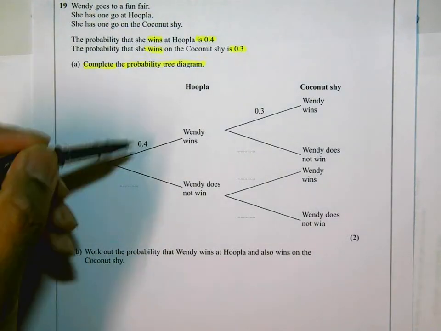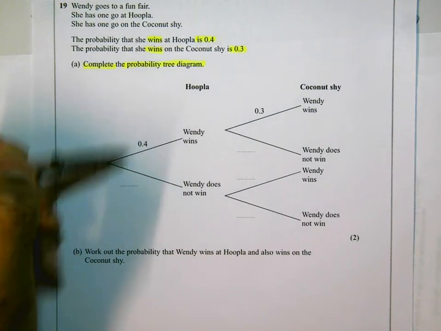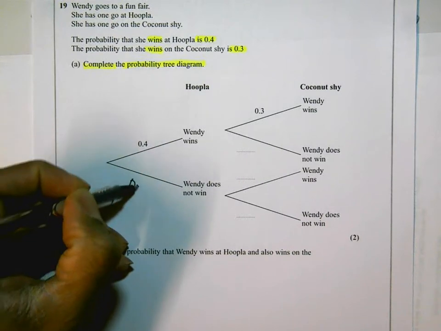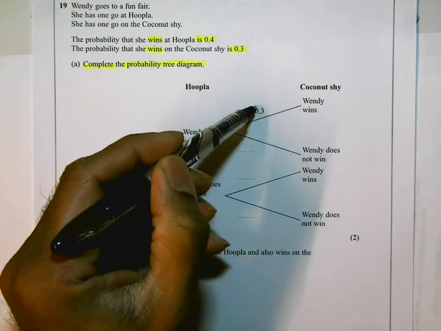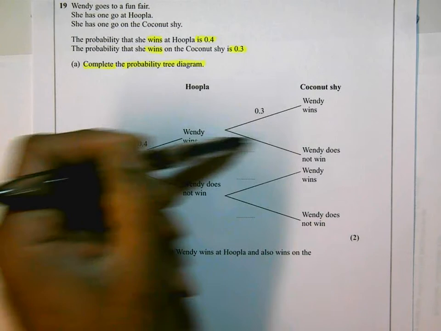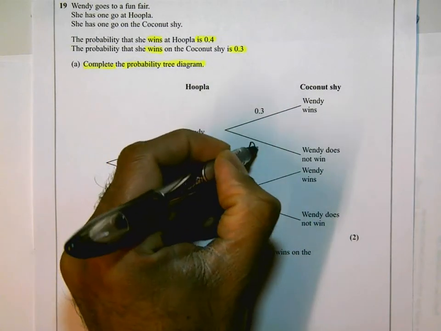On a tree diagram, on any pair of branches, the probability always adds up to 1. So if that's 0.4, this here should be 0.6. So they add up to 1. On this one here, that's 0.3. So those 2 numbers, when we say the 2 branches, they should always add up to 1. It's just those 2 we're looking at. So that should be 0.7.